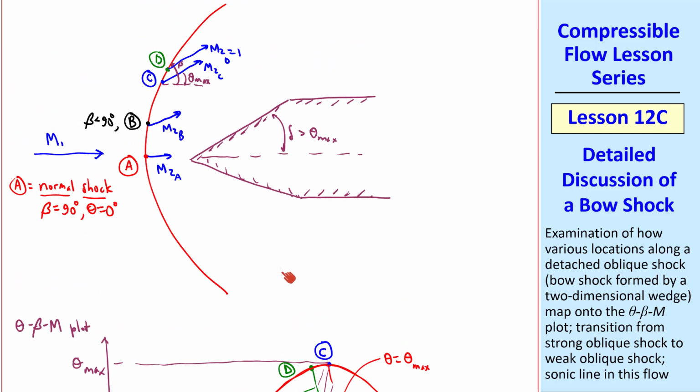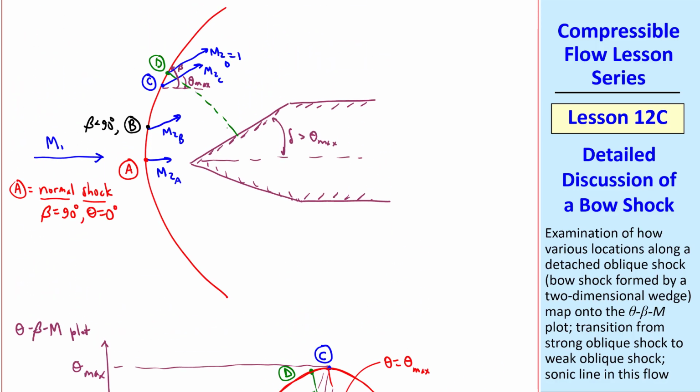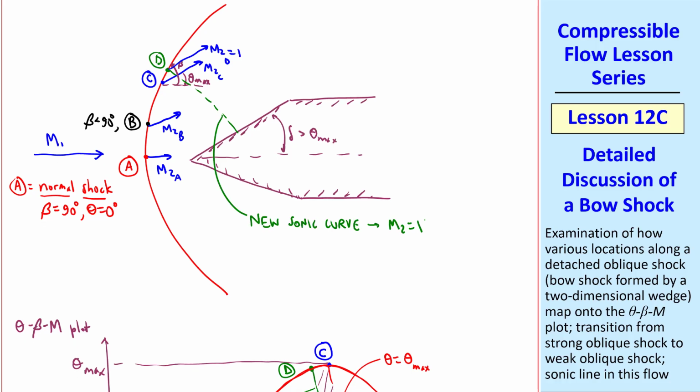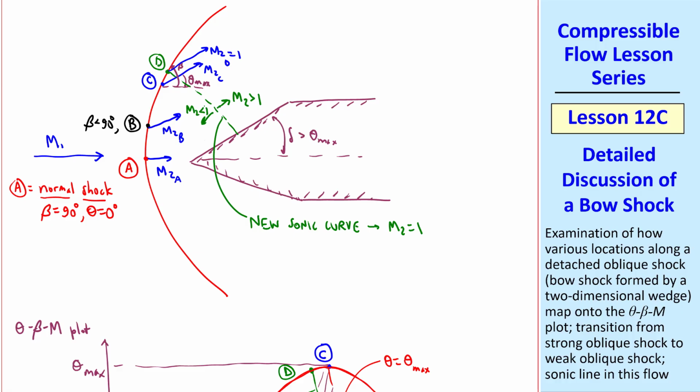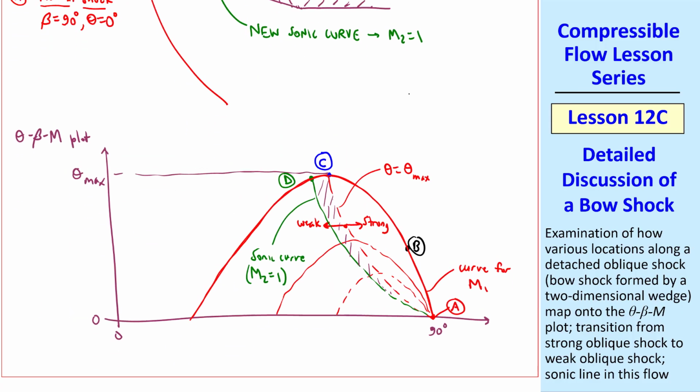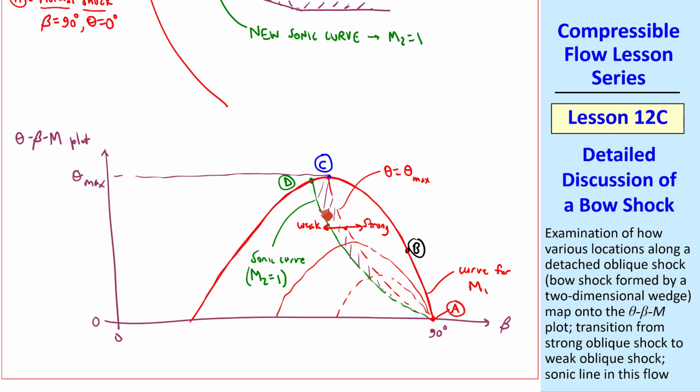Going back to our bow shock, we can define a new sonic line or sonic curve where M2 equal 1 along this curve. Everything to the right of this curve has supersonic Mach number 2, and everything to the left has subsonic Mach number. And as you may recall, this sonic curve is the curve for which everything to the left has M2 greater than 1, and everything to the right has M2 less than 1. But these two curves, the sonic curve and the theta max curve, are not coincident. There's a gap which is the strange zone between them. That's why C and D are not at the same point.